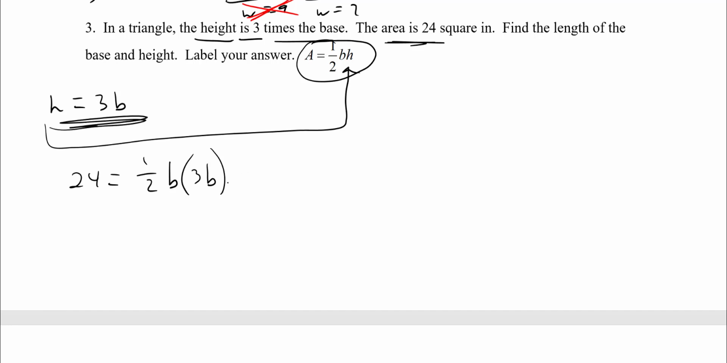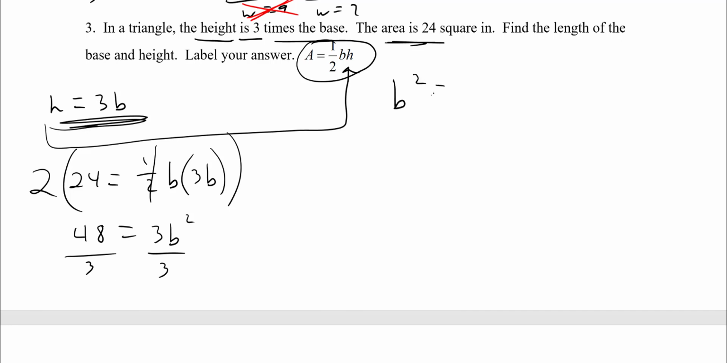Now the best way to solve this one, you want to get rid of that 1/2. So I'm going to multiply both sides by 2. That gives me 48 equals, the 1/2 cancels, and it's basically b times 3b. You guys should know it's 3b squared. Not 4b or 4b squared, it's 3b squared. Okay? So I'm going to divide both sides by 3. This is using the square root method, and I'm going to get b squared equals 16. I'm going to take the square root of both sides. I know you're used to plus or minus 4, and that's okay, but understand this is a measurement. So b, or the base, is equal to positive 4 inches.